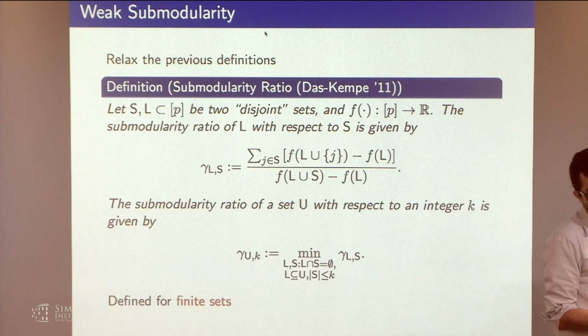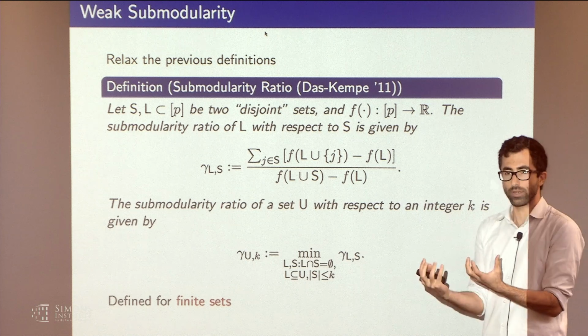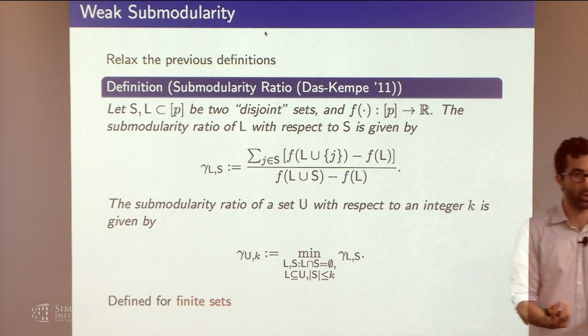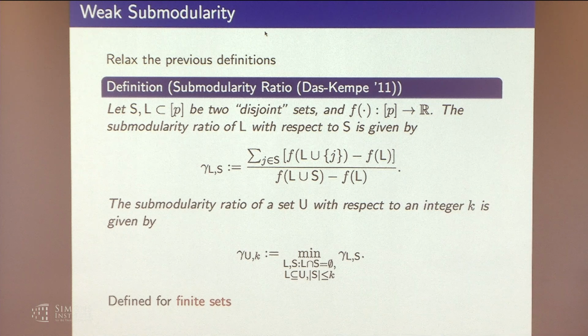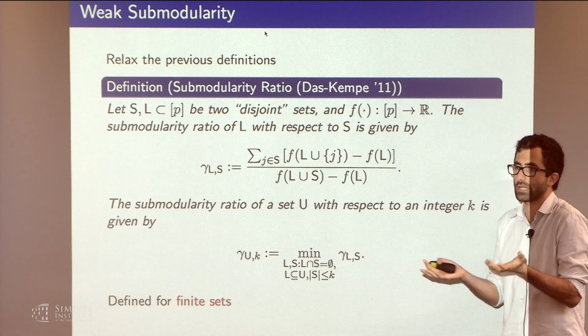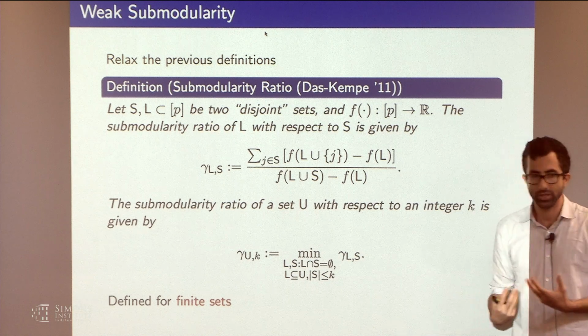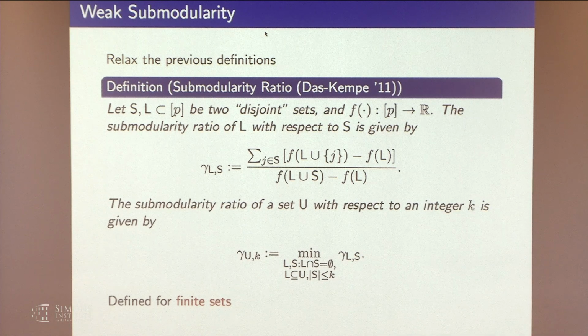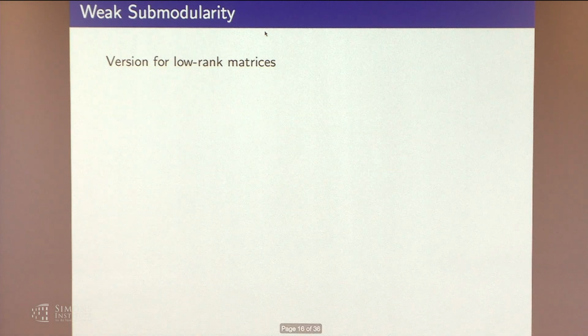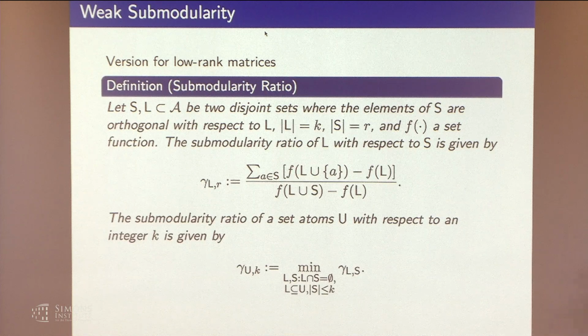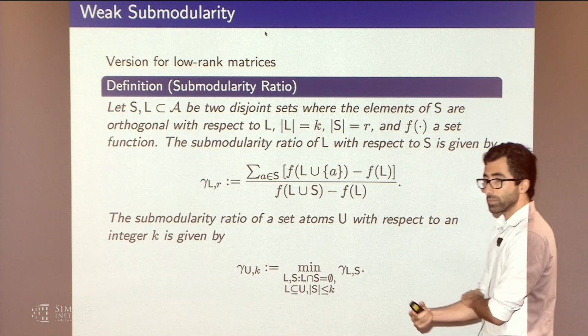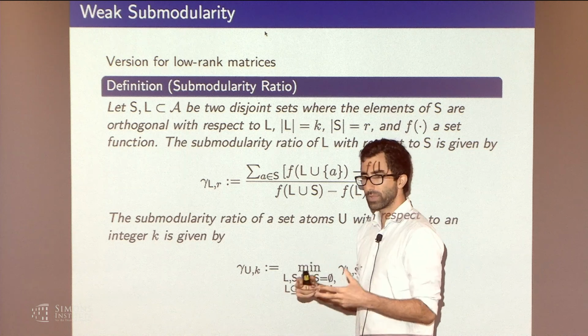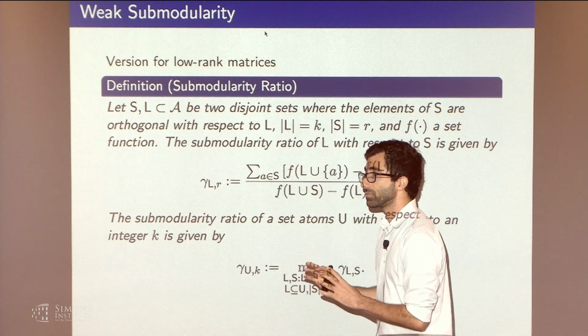So for us, if I have two atoms, I can have one atom, a set of atoms, and another set of atoms that are completely disjoint, but for the most part are almost the same. I can just take an epsilon perturbation of a rank 1 matrix, and they're basically, in terms of my approximation, roughly equivalent. So instead, what we do is we generalize this notion of the submodularity ratio to atoms. And specifically now this is for low rank matrices.